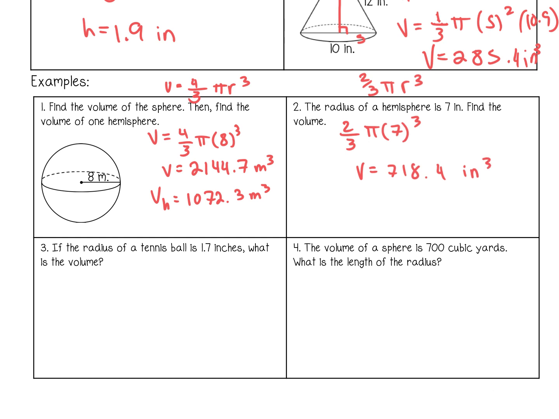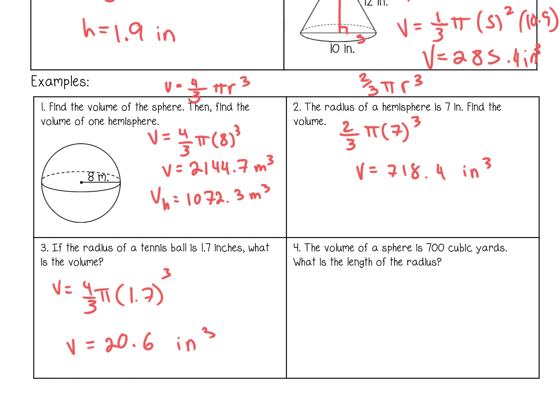Then for number 3, if the radius of a tennis ball is 1.7 inches, what is the volume? So a tennis ball is a sphere, it's a perfect circle. So they're asking us for the volume. So the volume is 4 over 3 pi. The radius of a tennis ball is 1.7 inches. So 1.7 cubed. And that's going to give us 20.6 inches cubed.